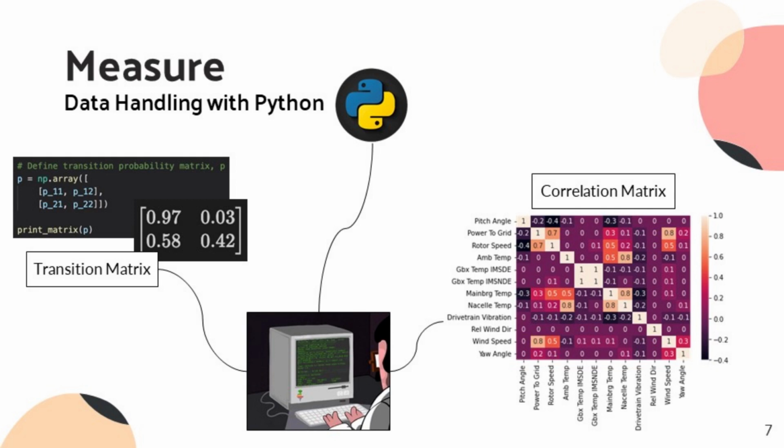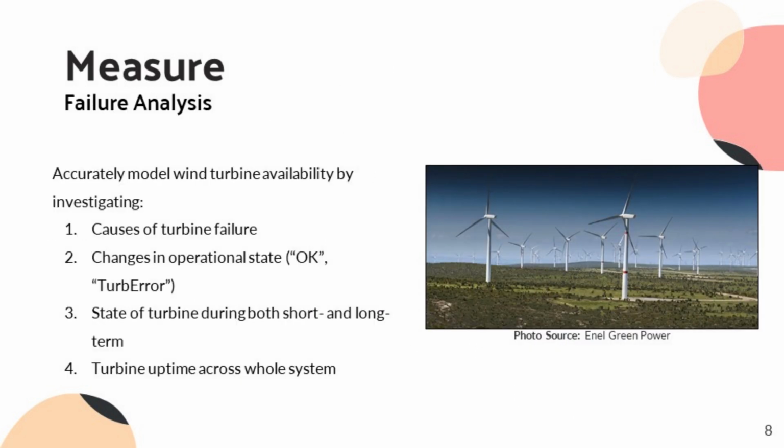strong, positively correlated relationship. So in order to prepare a maintenance plan for AGL, we first need to perform a failure analysis for wind turbines. This includes investigating things like common causes behind turbine failures, how often AGL's turbines are operational or down in the short and long term, and looking at the average turbine uptime in the entire system.